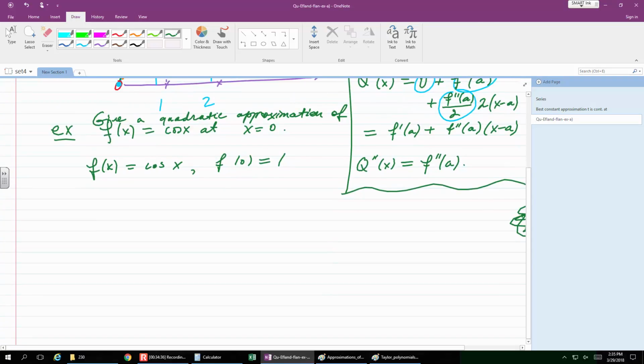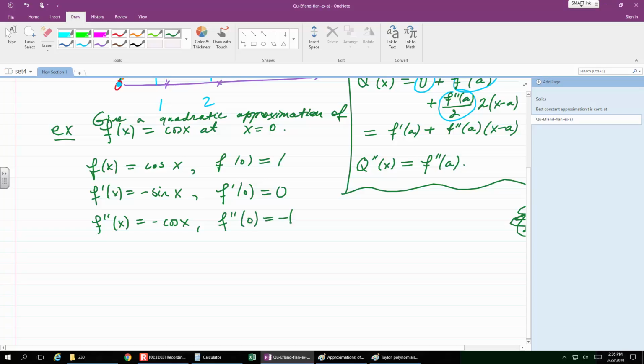Okay, so we have our function. Now we are doing it. The derivative f prime of x is equal to negative sine x. We always plug in. We're not dealing with the derivative of f prime, but the derivative of f prime at 0. So f prime of 0 then is equal to 0. Okay, f double prime of x is negative cosine x. f double prime of 0 then is equal to -1.